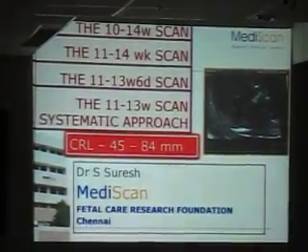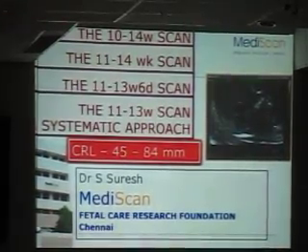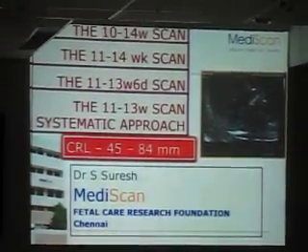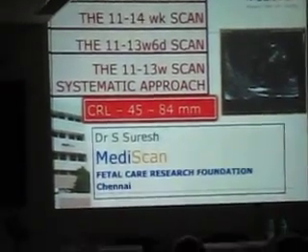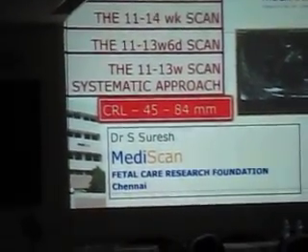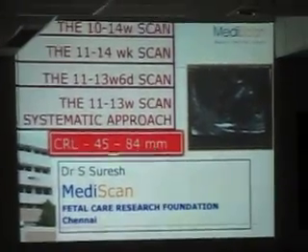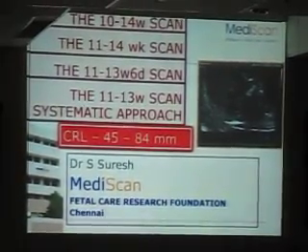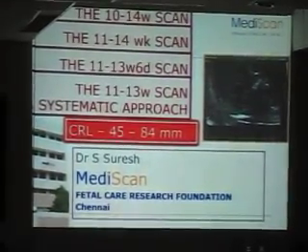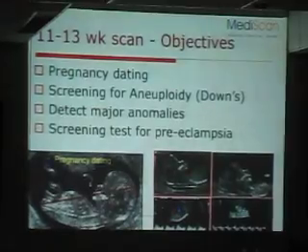Then now the Fetal Medicine Foundation has converted to the 11 to 13 week scan, which is more realistic, I feel, because it covers 11 weeks to 13 weeks, essentially up to 13 weeks, 6 days. But if you want a number to work with, it is when the CRL of the fetus is between 45 to 84 millimeters. A CRL of 84 millimeters is actually 14 weeks, 3 days. But we call it the 11 to 13 week scan, because that's the way it has been described.